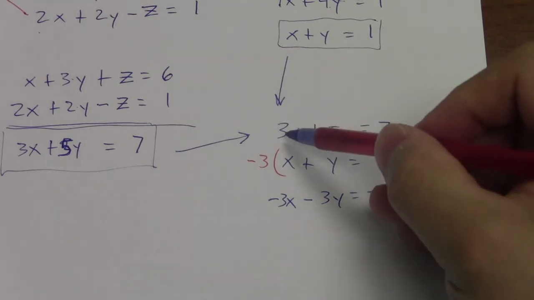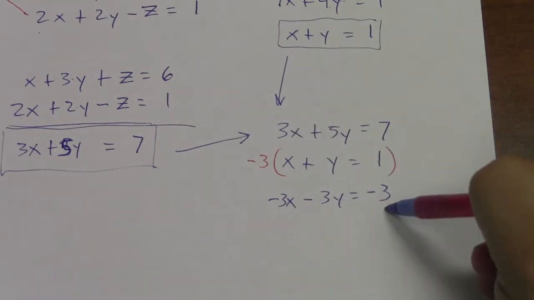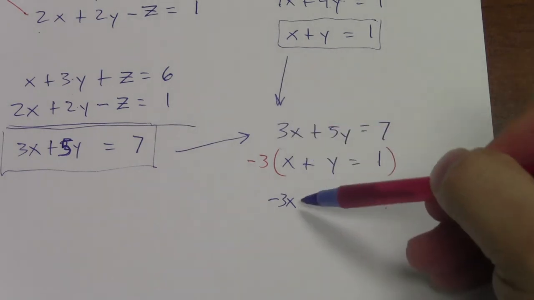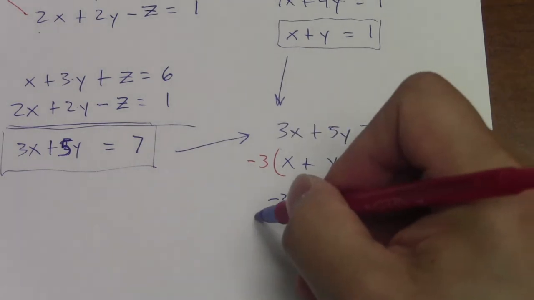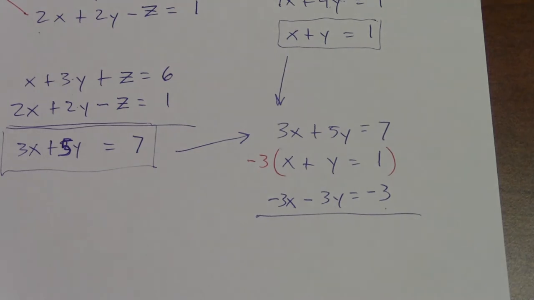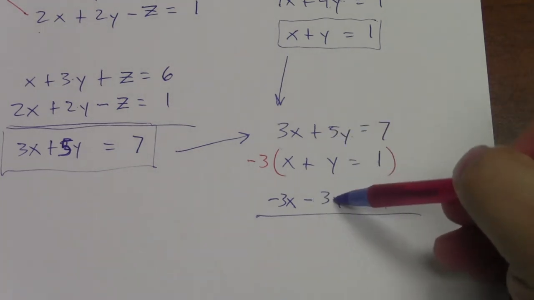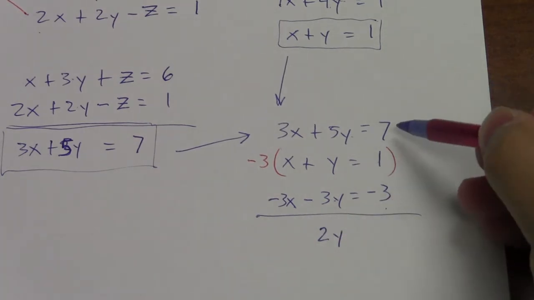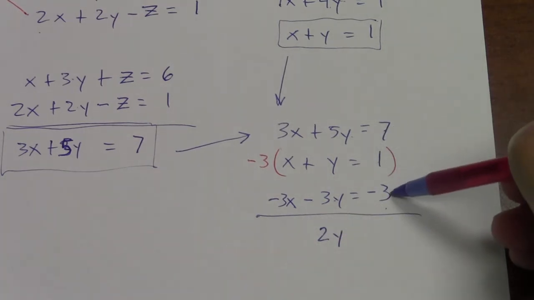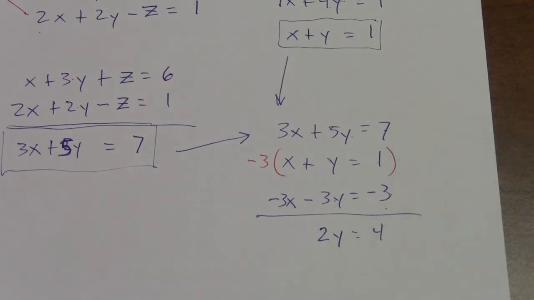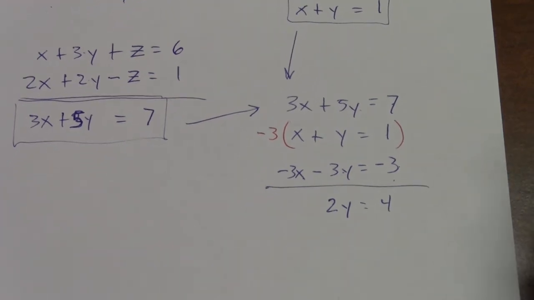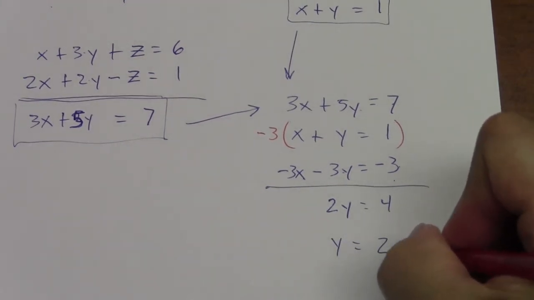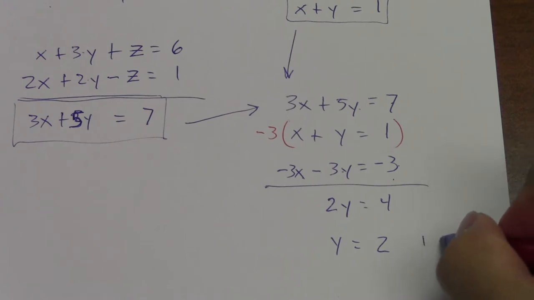All right. Now I can go ahead and subtract these out. So 3x and -3x, that's nothing. That cancels out. 5y and a -3y gives me 2y. And 7 minus 3 gives me 4. Then I can go ahead and just solve for y. So y equals 2. So now I have one solved.